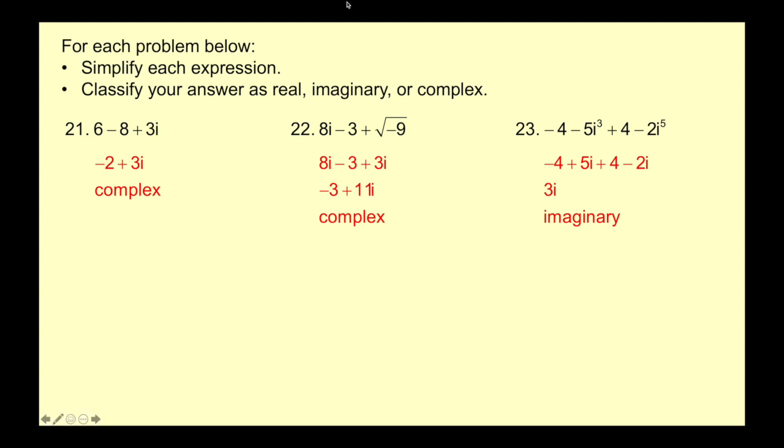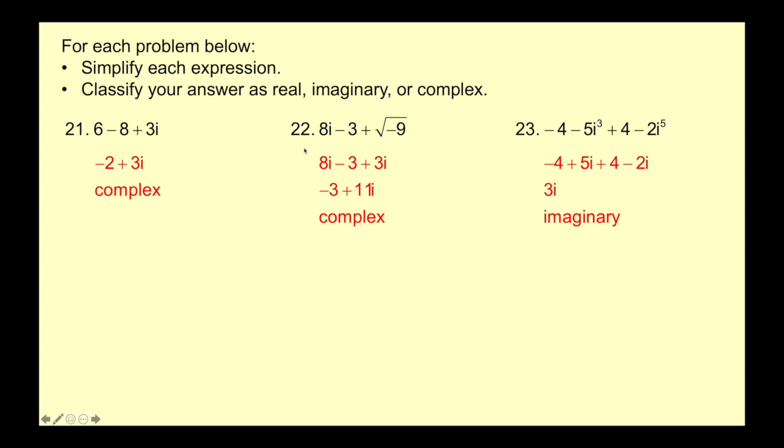And here are our answers. In 21, we did 6 minus 8 to get negative 2, and then that 3i had nothing to combine with or no exponent that I needed to simplify. Again, because I have a real part and imaginary part, this is considered complex.